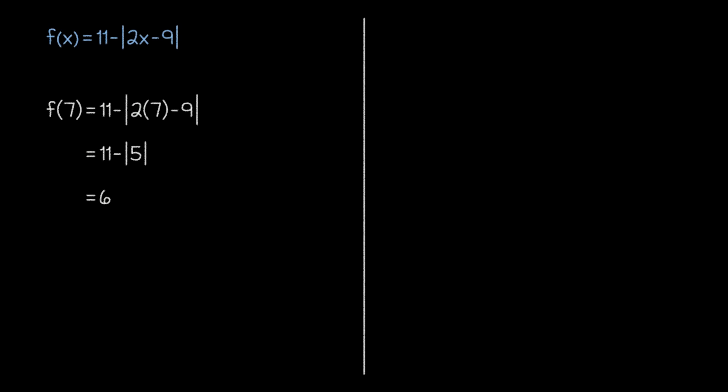Let's also calculate f of 1. Once again, we just rewrite the function rule, except that we replace the input variable with a 1. Then we evaluate the resulting statement to get 4.